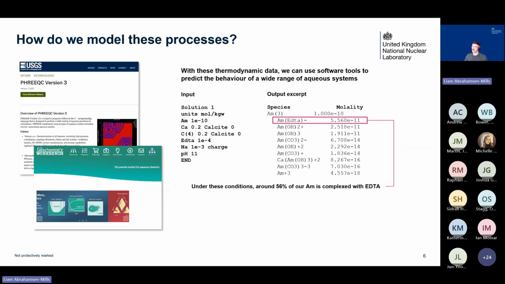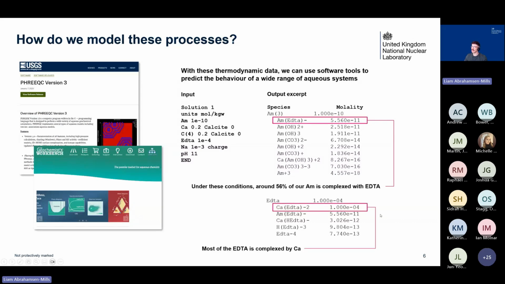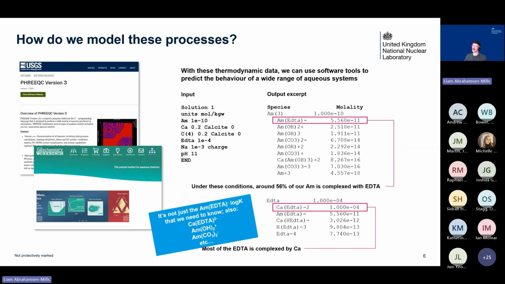So why is that? If we look at the EDTA speciation in a little bit more detail, we can see that it's actually dominated by interaction with calcium. So as well as the thermodynamic data for the two species that we're most interested in, it's also essential to be aware of all the other competing reactions that are taking place. This system is relatively simple, with a handful of components, but you can see that there are actually dozens of different reactions that can take place. As well as that log K that we saw on the previous slide, we also need to know the data for every other possible combination that can form as well.